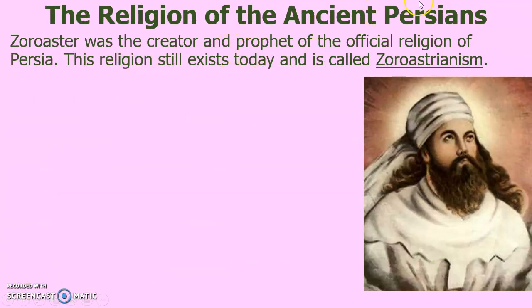The religion of ancient Persians. Zoroaster was the creator and prophet of the official religion of Persia. This religion still exists today and is called Zoroastrianism.